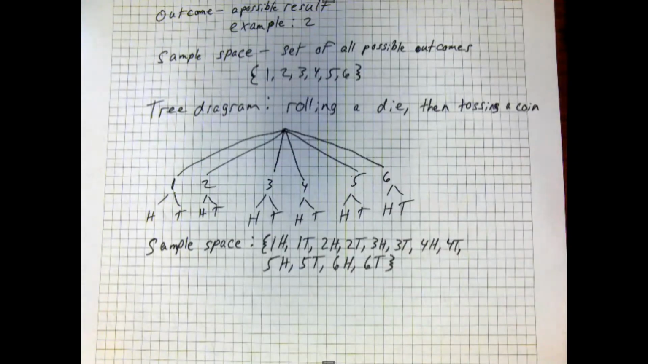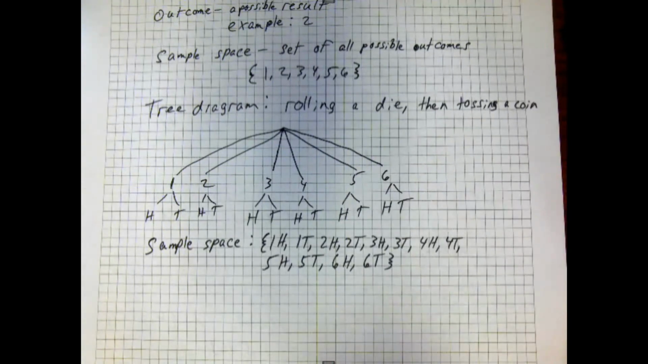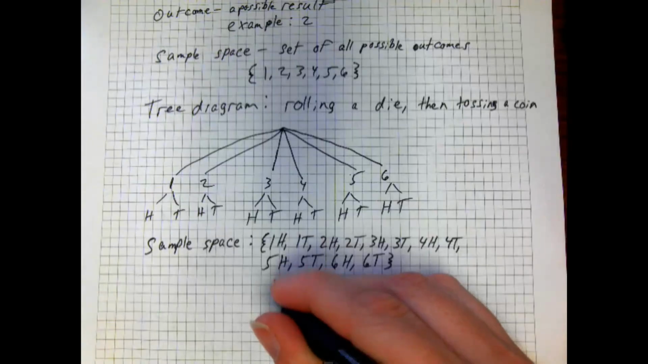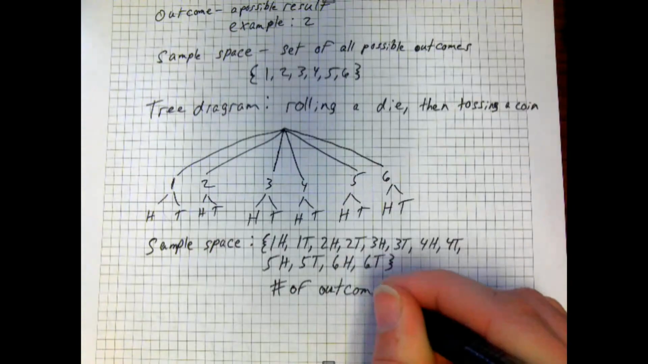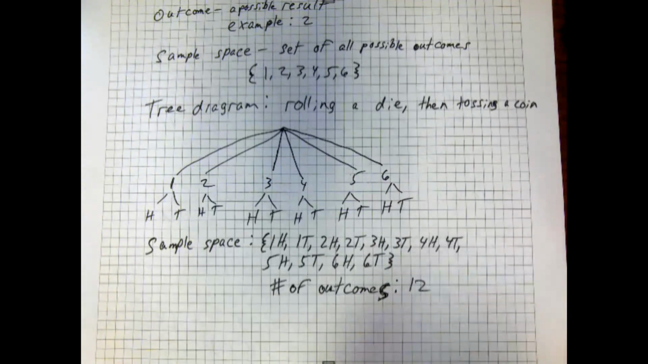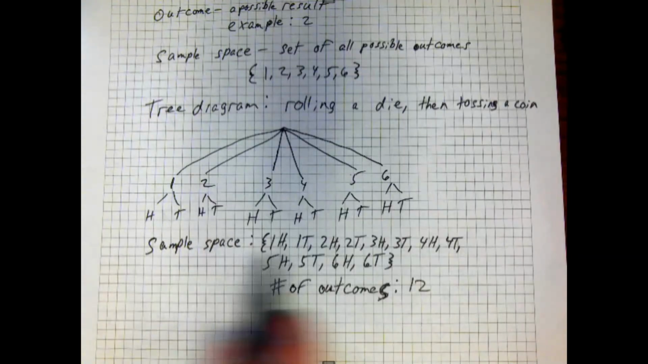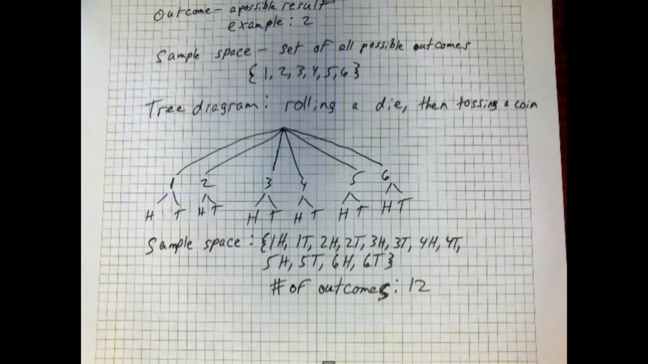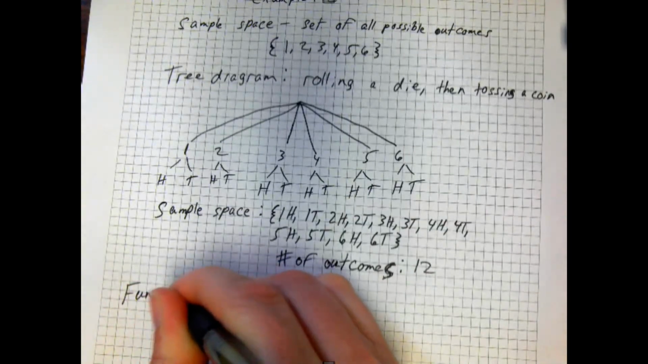How many total outcomes? 1, 2, 3, 4, 5, 6, 7, 8, 9, 10, 11, 12. Twelve possible outcomes. Now, maybe this still seems a little bit tedious to you, right? I have to draw out all these possibilities. I have to list all the possibilities. I have to count all the possibilities. This is where the final piece comes in, the fundamental counting principle.